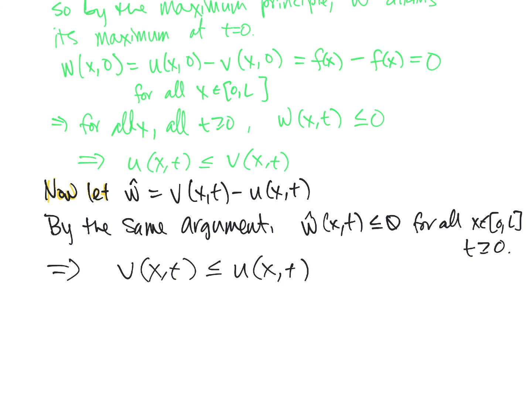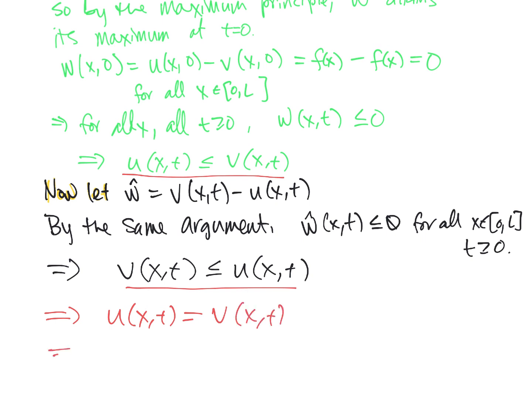So we've got u is less than or equal to v, and we've got v is less than or equal to u, and so we conclude that u and v are exactly equal. So u, or also v, is a unique solution. So that is how a uniqueness proof typically goes.